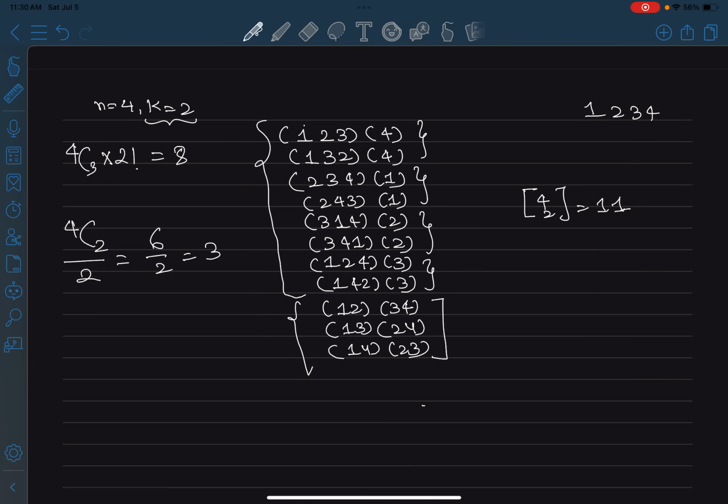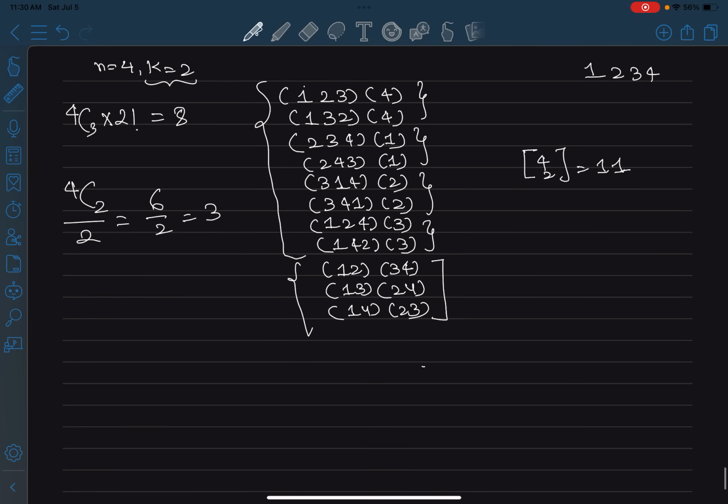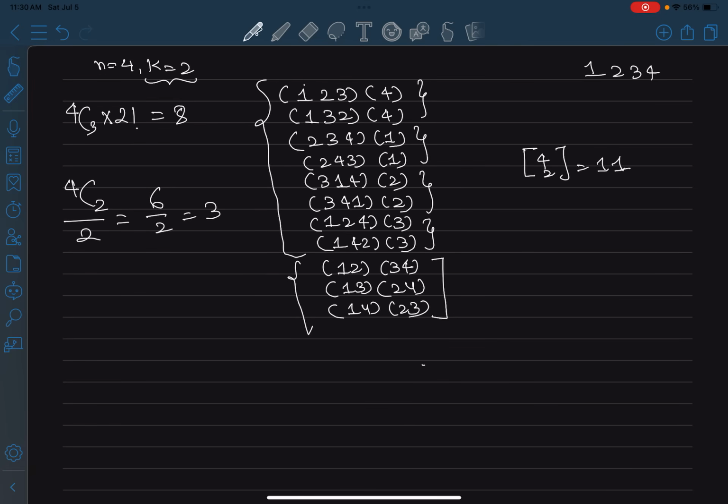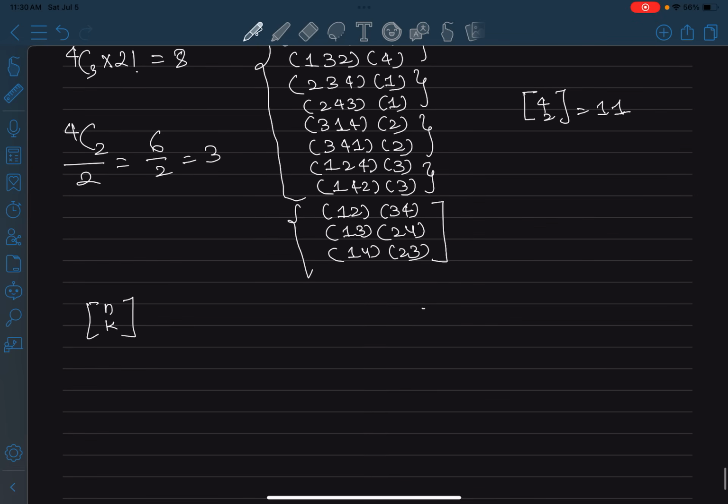Now let's see how to find a recurrence for the Stirling number of the first kind. Let's say I want to find how many permutation functions I can make with n elements in k cycles, right? Now you can get this. Okay, so let's say I have n elements, right?